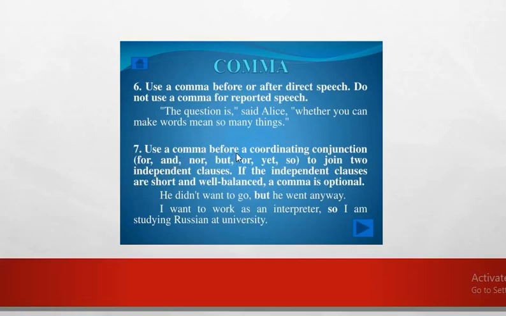We use a comma before coordinating conjunctions. That is for, and, nor, but, or, yet, so, to join two independent clauses. If the independent clauses are short and well balanced, a comma is optional. He didn't want to go, but he went anyway. I want to work as an interpreter, so I am studying Russian at university.